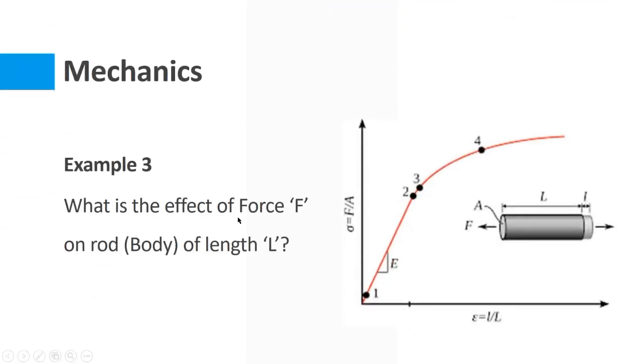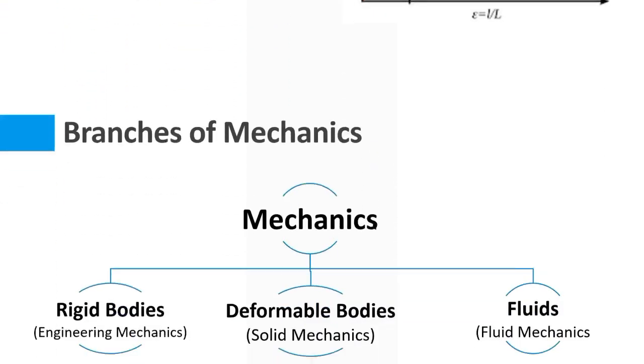Similarly, if you want to discuss the effect of a force on a rod, this is a metallic rod, and the rod is actually a body of length L. So if you want to study what happens if we apply a force F on this rod in this direction, as you can see in the horizontal direction along the x-axis, then what will be the effect of the force on this body or on the length of this body. We will study all of these things in the branch of mechanics.